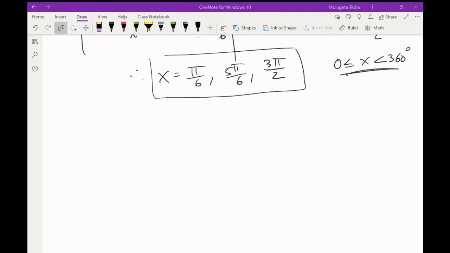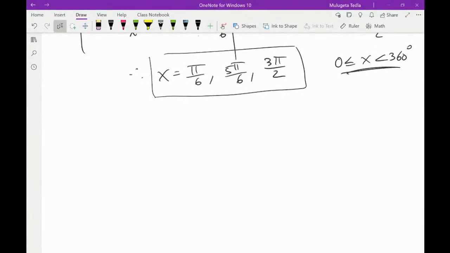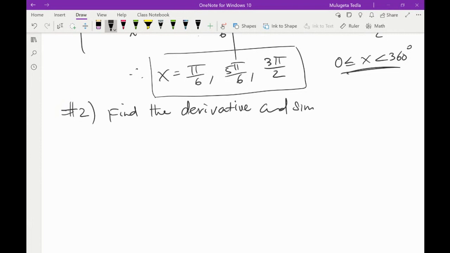Hopefully, I don't want to go back and forth to the page. I don't want to populate the page either. I want to relax and write whatever I want. So number 2 is find the derivative in a simplified answer. Once you find the derivative, you simplify.